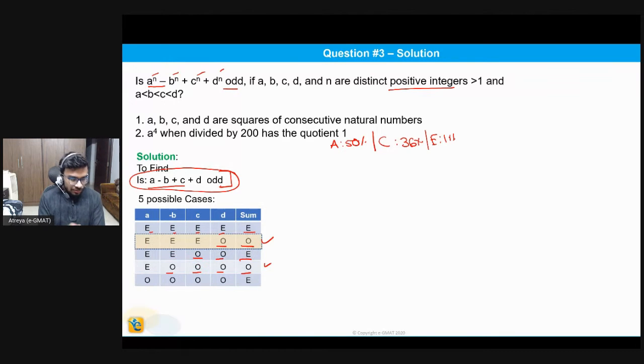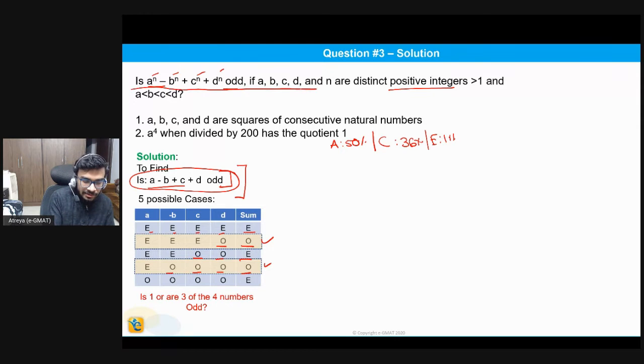All right, so I have two cases here. The second case where three of the numbers are even and one is odd, and the other where one number is even and three of them are odd. So two possible cases. I need to answer from this question whether one of them is odd or three of the four numbers are odd or not. So from this complex expression, or language, we came to this very simple translation: I just need to find out whether one of these four variables is odd or three of the four variables are odd or not.